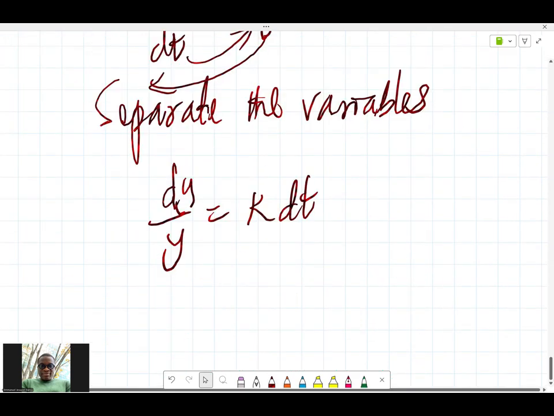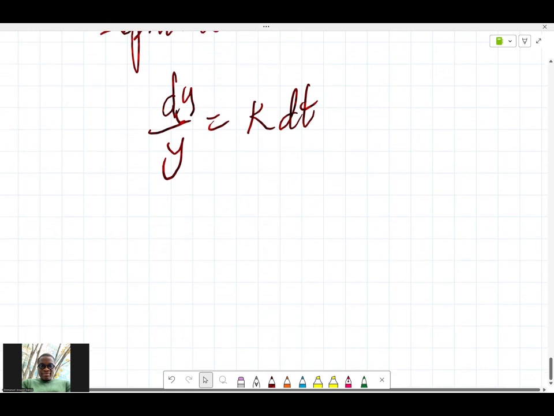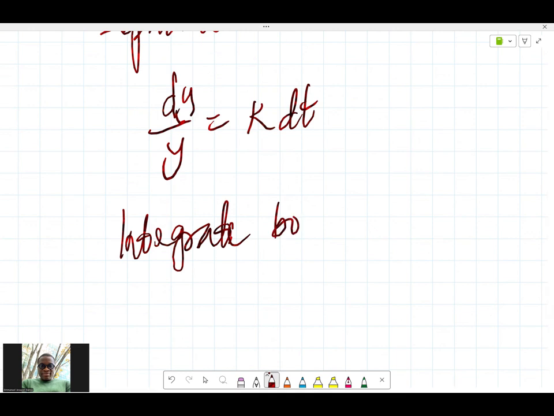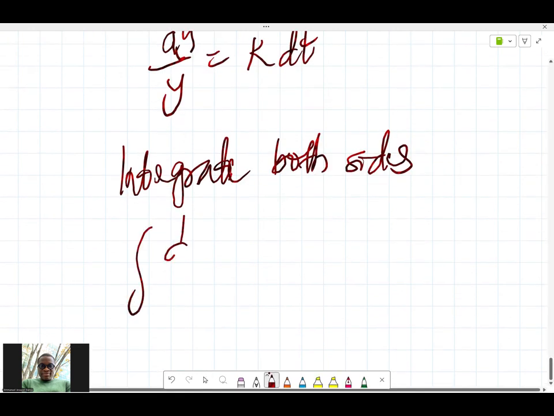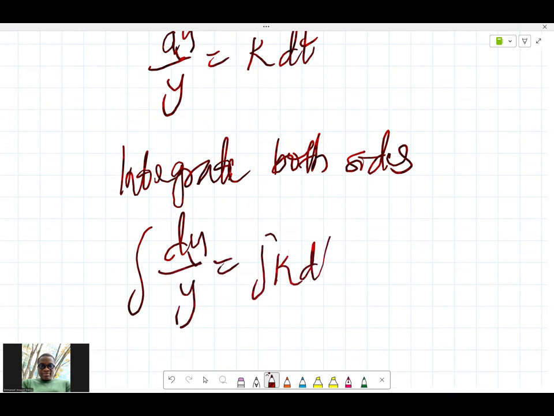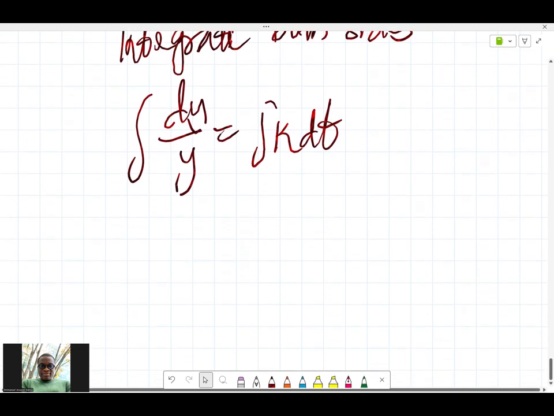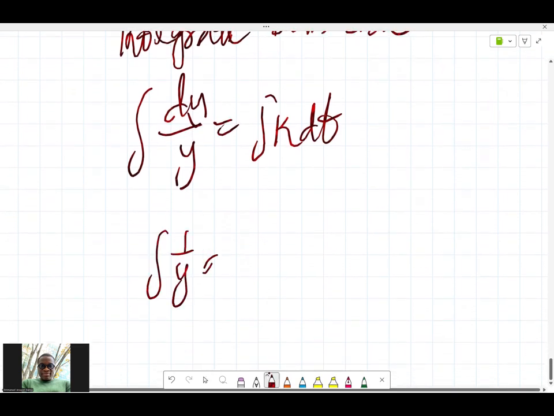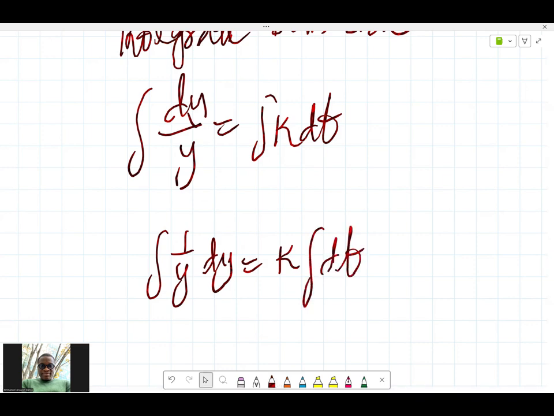So with that in place, we can now integrate both sides. Now that you've separated the variables, integrate both sides like we've always done. That's the second step. So we have integral of dy over y equals integral of k dt. So that's integral of 1 over y dy equals k integral of dt, because k is constant.